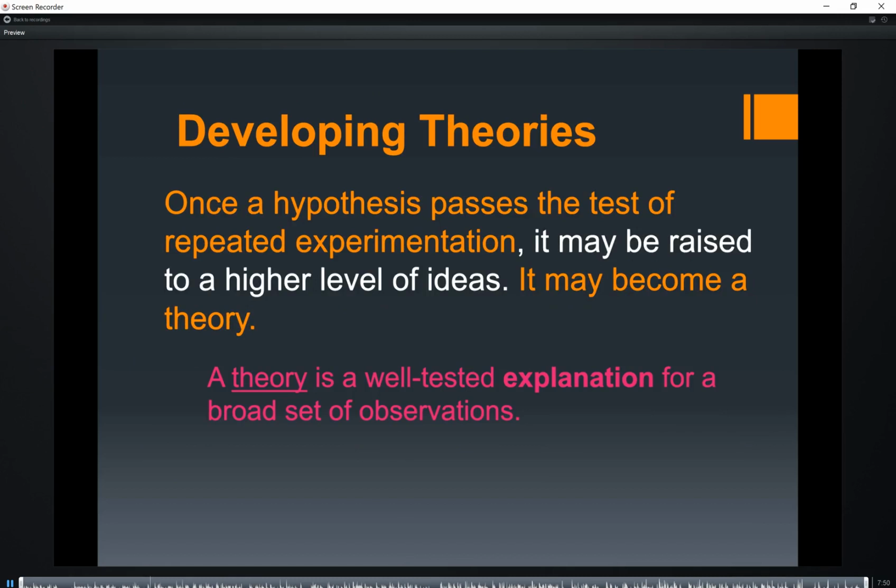So let's start with theories. Developing theories. Once a hypothesis passes the test of repeated experimentation, it may be raised to a higher level of ideas and it will become a theory. The definition for a theory is it's a well-tested explanation for a broad set of observations. So you have to observe something first, and then it is tested many times, and then it provides an explanation for what you observed or what you saw.